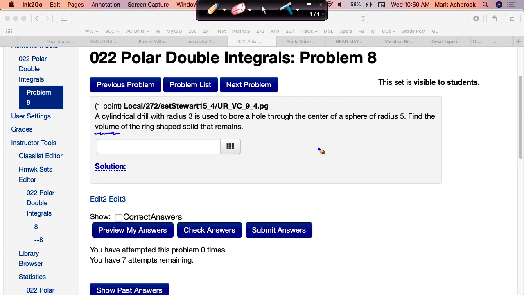Double integral, right? So if we're doing a double integral and we're expecting polar coordinates because we're in the polar double integrals homework, we're going to have some function, right? Times r d theta over some region.